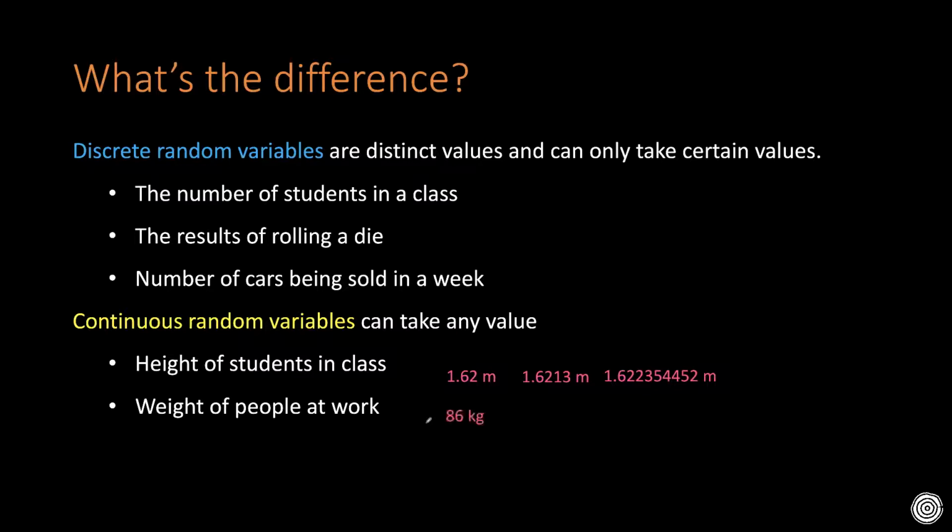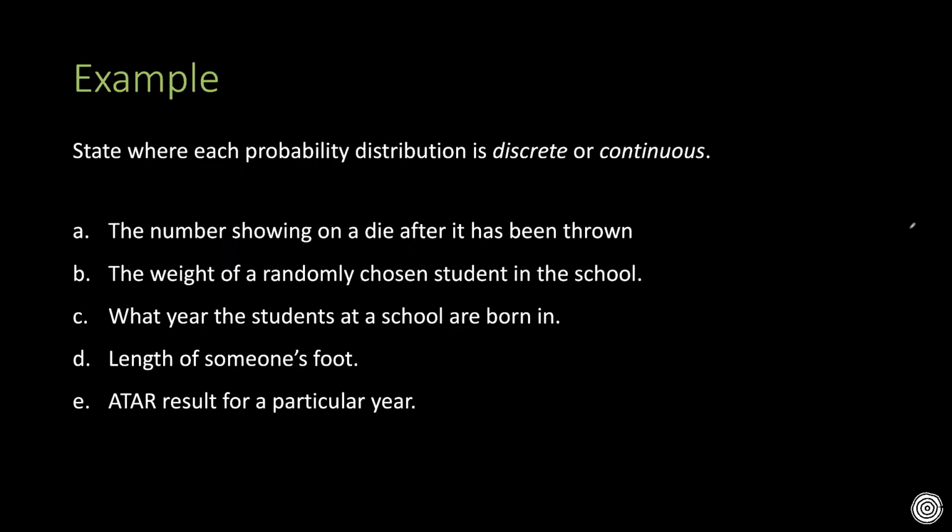Okay, and same thing with my weight. Could be 86 kilos or it could be 86.2134 kilos. I'm not entirely sure what it is exactly. And in cases like this, they're considered continuous random variables. Let's take a look at a few examples and identify whether the following probability distributions are discrete or continuous.